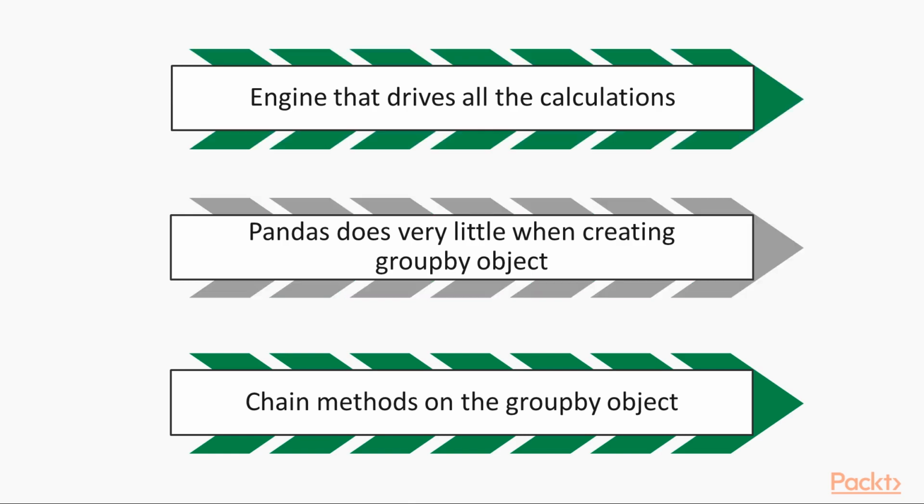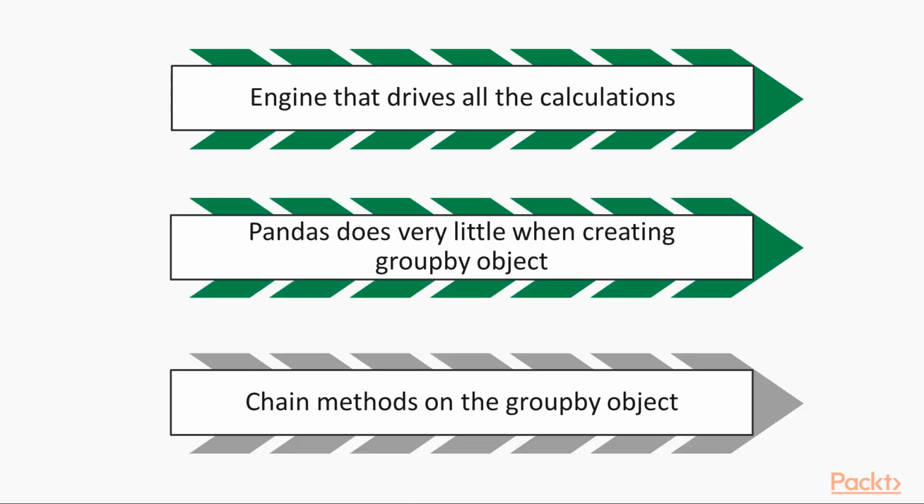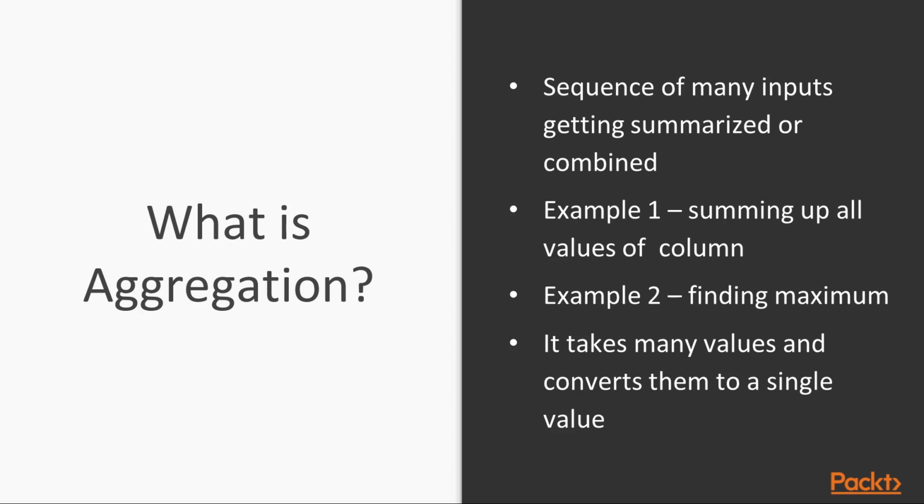Pandas actually does very little when creating this group by object, merely validating that grouping is possible. You will have to chain methods on this group by object in order to unleash its powers. The most common use of the group by method is to perform an aggregation.